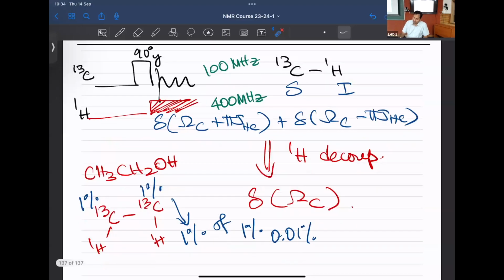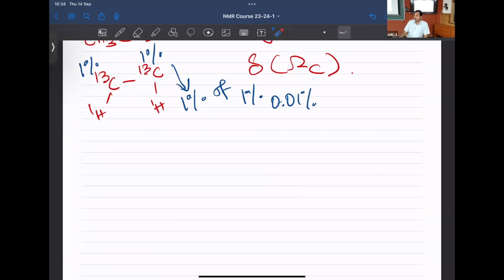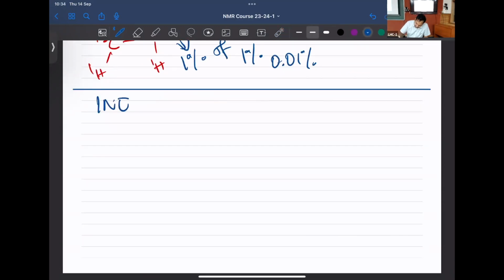Good. And I hope we are able to appreciate the fact that we can use the semi-classical picture and the density matrix based formalism to understand all this. Now let's go to an important aspect. Let me do inversion recovery.